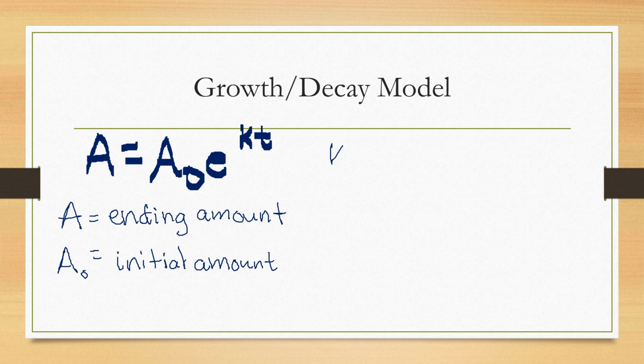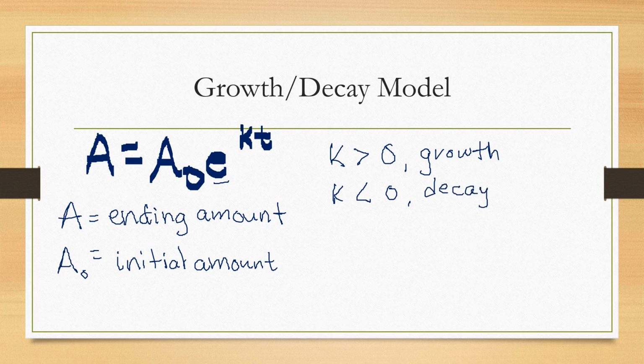And remember e is just a constant. When k is greater than 0, we are experiencing a growth model. When k, which is a constant, is less than 0, it is a decay model. And this is a constant rate, and we're going to measure that in decimals, not a percent, just like we did with our interest rates.